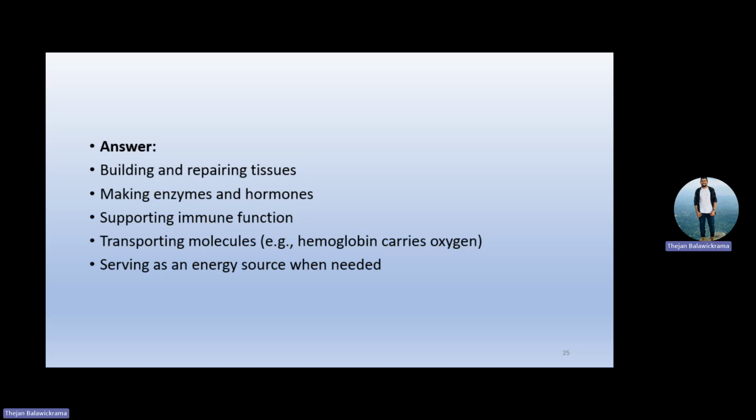And supporting immune function, right? And transporting molecules. That's what you suggested. Hemoglobin carries oxygen. And serving as an energy source when needed.